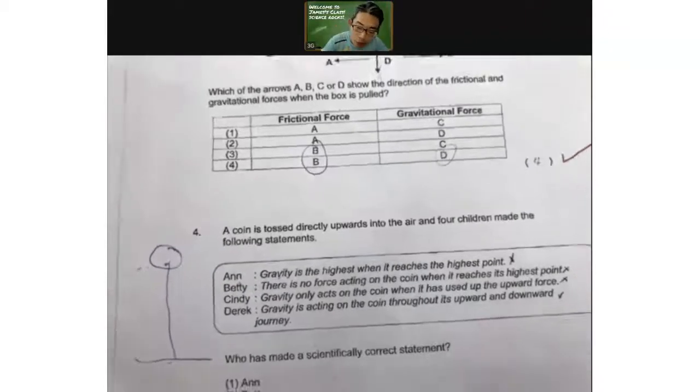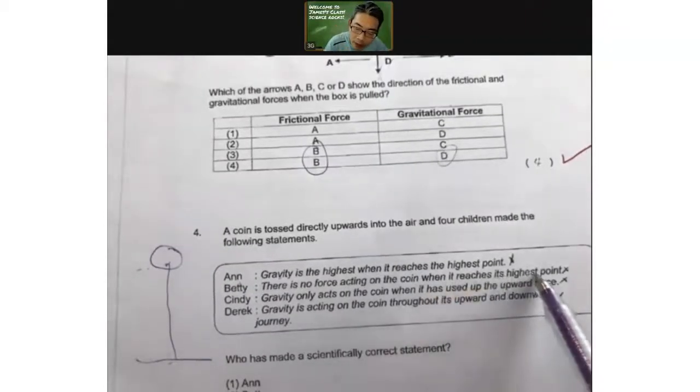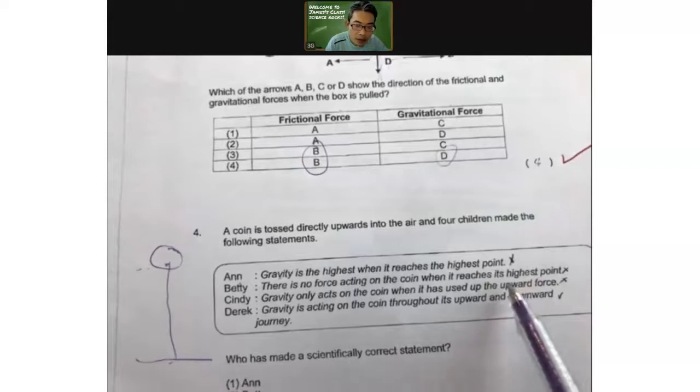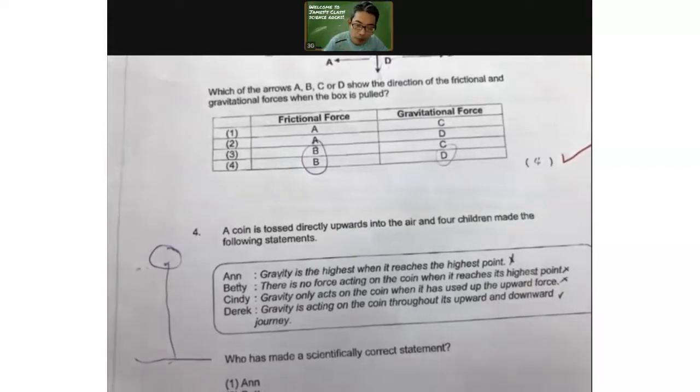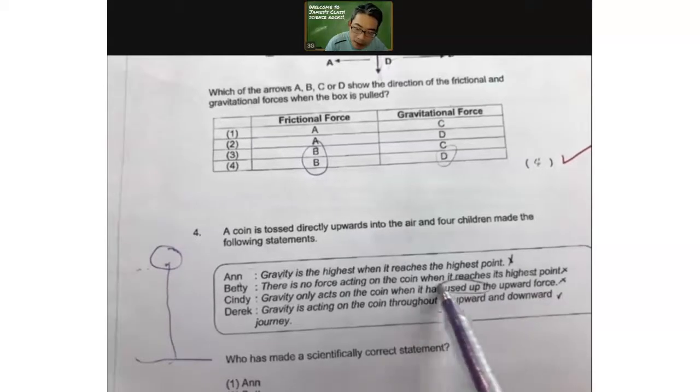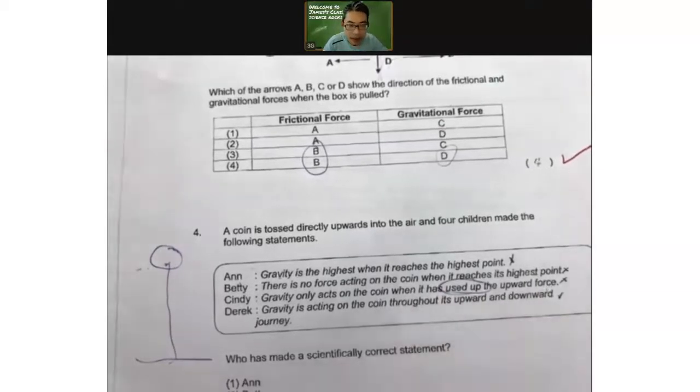Now B, there is no force acting on the coin when it reaches the highest point. That's not true. If there's no force acting on the coin, then it will not be coming down, isn't it? If there's no gravity pulling it down. So B is also wrong. C: gravity only acts on the coin when it has used up the upward force. There's no using up upward force, and again, this is trying to confuse you with energy. But the idea of using up doesn't make sense here. Force is not something like energy.